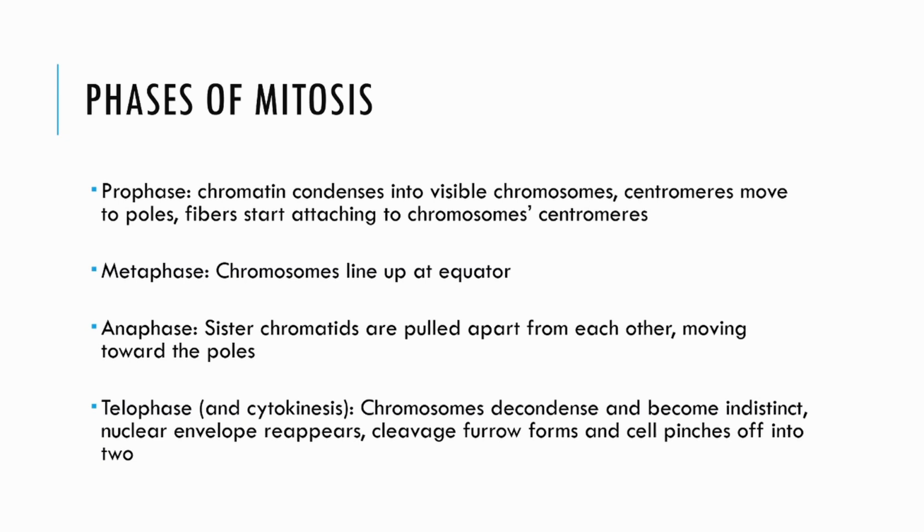In metaphase, the chromosomes have been lined up at the equator. In anaphase, the sister chromatids are pulled apart from each other, going towards opposite poles. And in telophase, the chromosomes are going to decondense, become less distinct, the nuclear envelope comes back, and the cleavage furrow forms, allowing cytokinesis to happen, and the cell can pinch off into two.